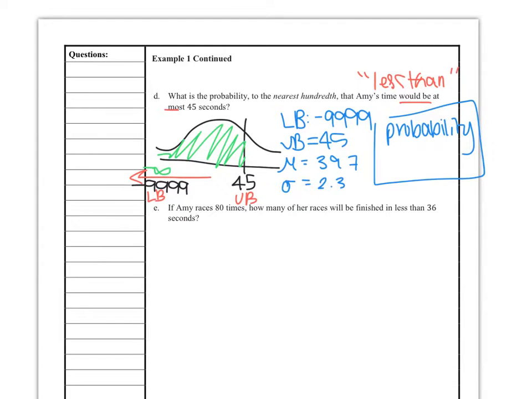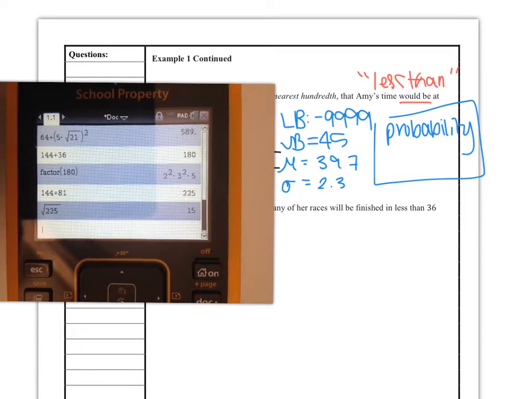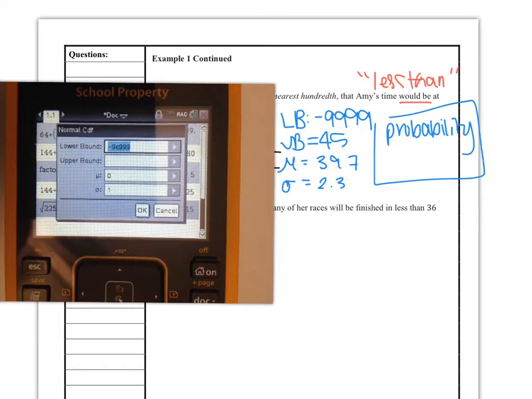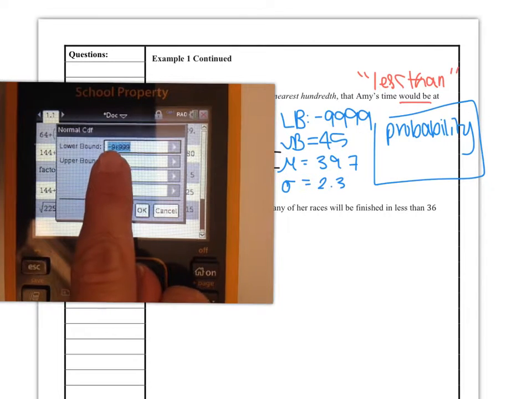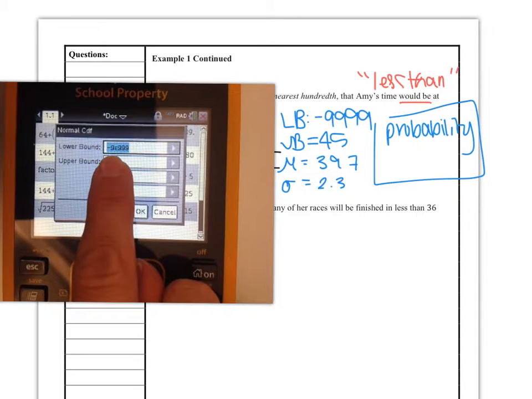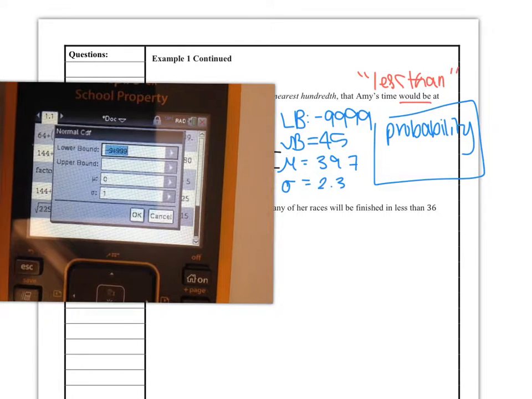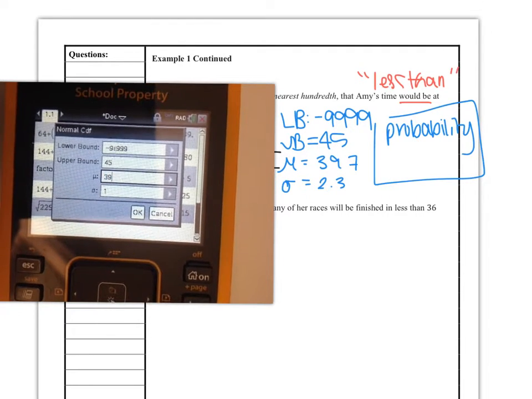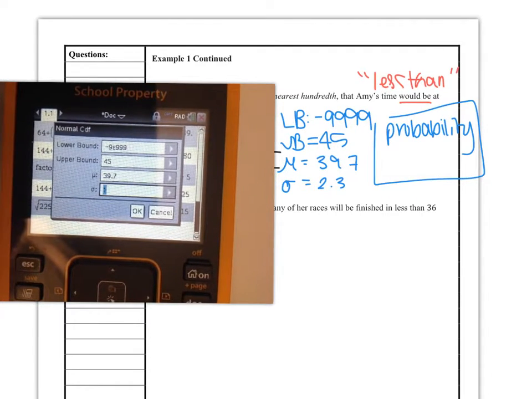So I'm going right to my calculator. Alright, so menu 5, 5, 2. Now you'll notice that it says negative 9E99999. That is essentially the same thing as what we're saying. They just put more 9s on it. That's what that little E means. So you can actually keep that there if you prefer. You don't even have to change it. Or if you'd rather change it, feel free. And then 39.7, 2.3.